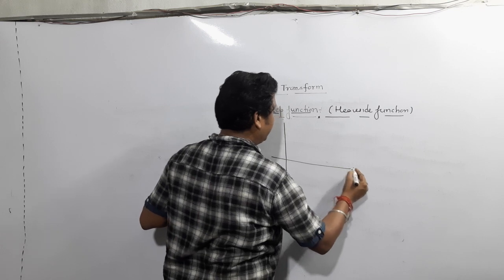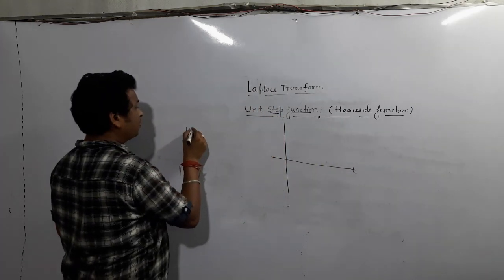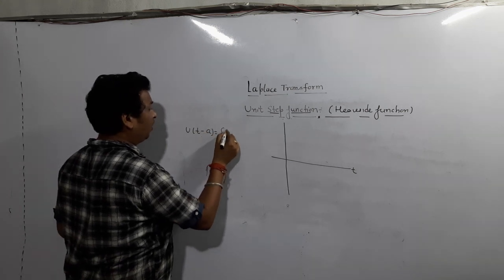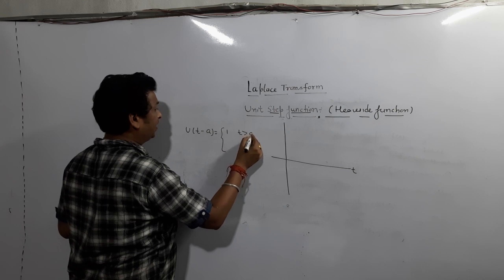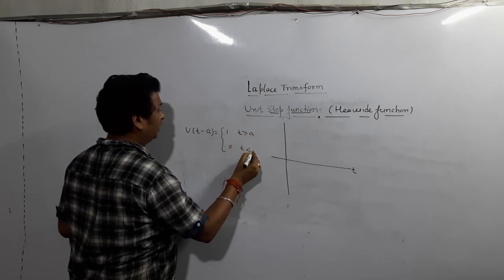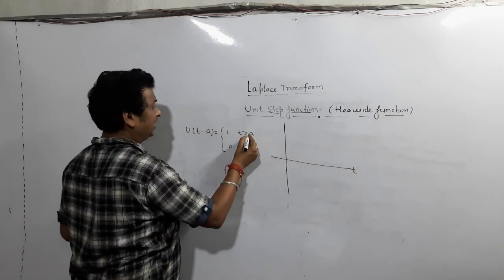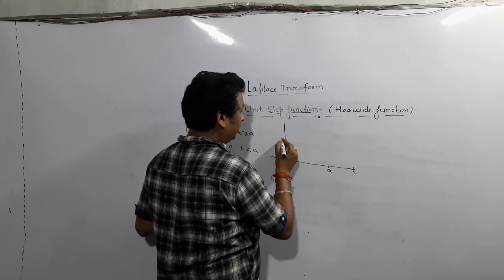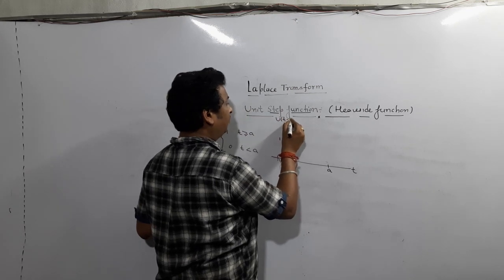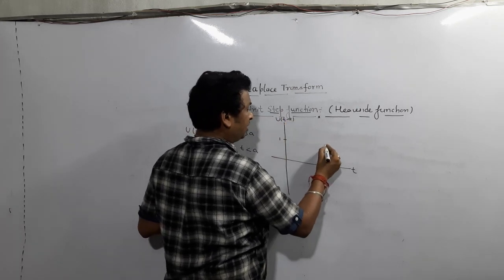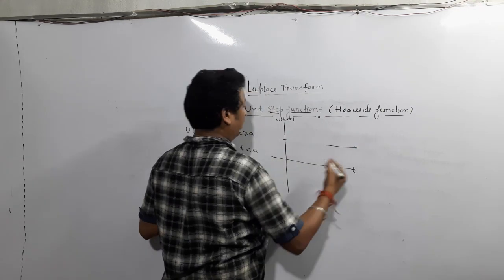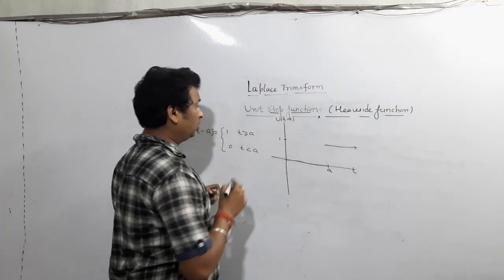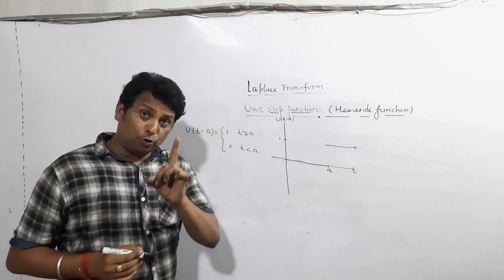It is denoted by u(t minus a). What is the value? The value is 1 if t is greater than a, and 0 if t is less than a. You can put an equal sign here, it's your choice. So at a, if this is y, this is the unit step function graph. At a, what is the value? 1. And before a, what is the value? 0. So this function is known as the unit step function.